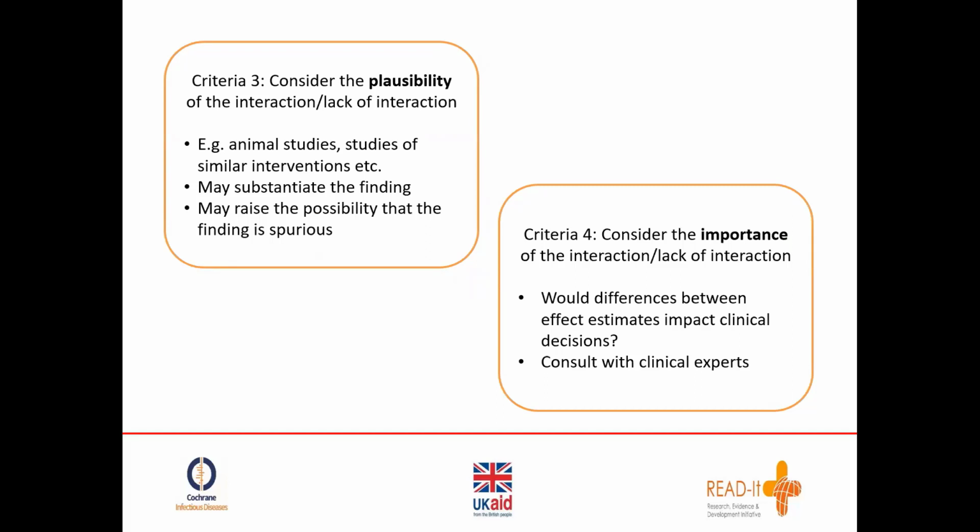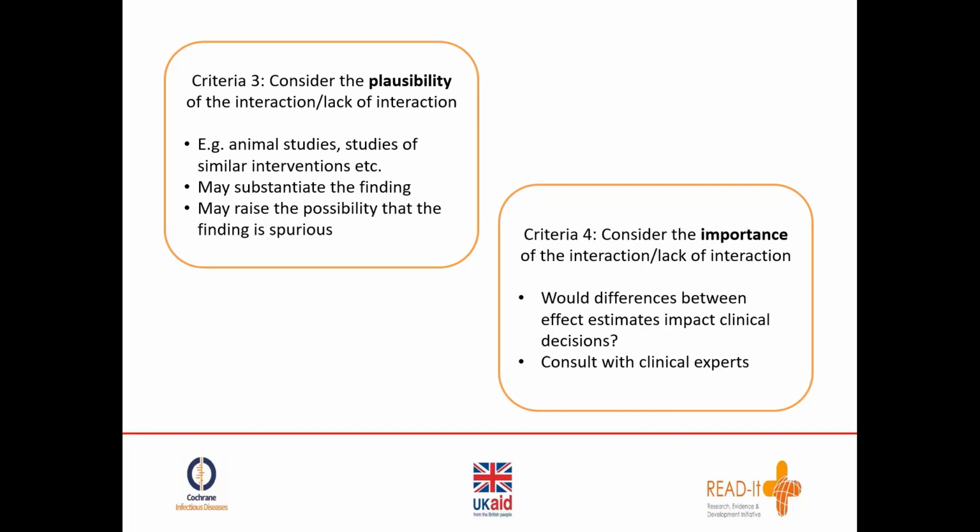Criteria 3 is to consider the plausibility of the interaction or lack of interaction. So existing research, such as animal studies or studies of similar interventions, may provide information on plausibility. Existing evidence may substantiate the findings. So, for example, if there's biological grounds for a subgroup effect, or if the existing evidence suggests that a subgroup effect is not plausible, then that may raise the possibility that the reported subgroup effect is spurious.